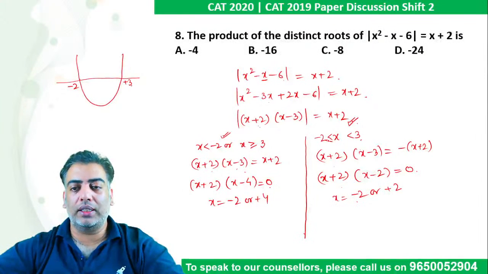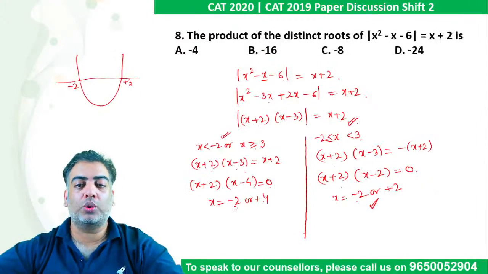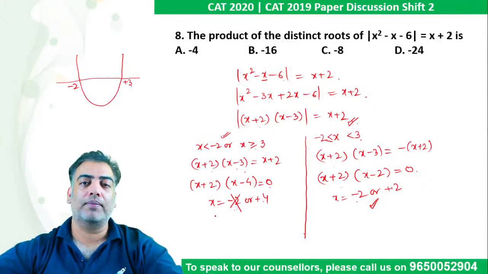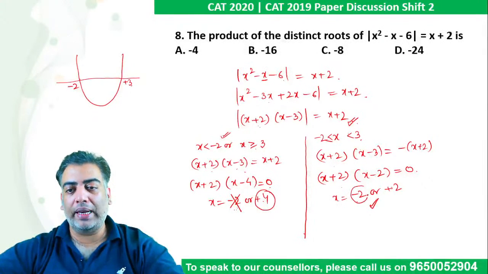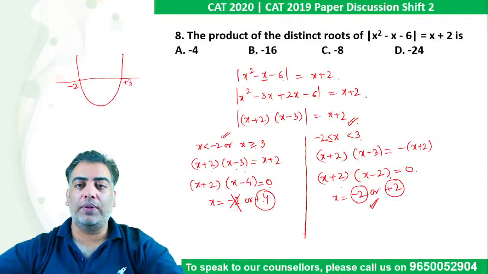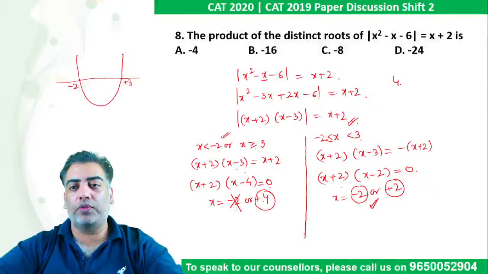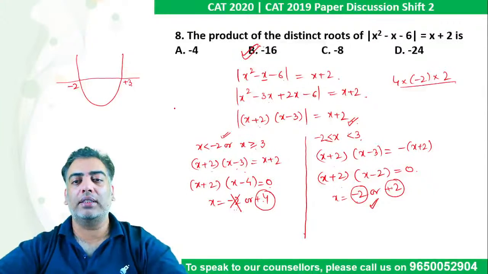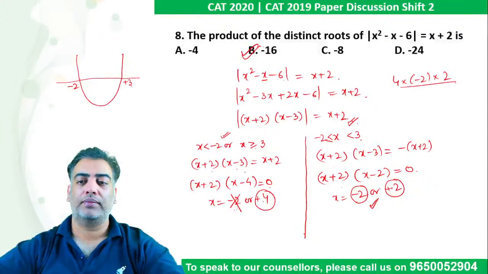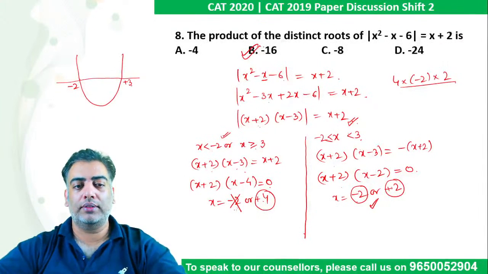So minus 2 is included, plus 2 is included in the range. So both the values are to be counted. 4 is included in the range, but minus 2 is not included in this range. So minus 2 should be eliminated. So the distinct roots of the given equation are 4, minus 2 and 2. And we are required product of all these. So 4 into minus 2 into 2 comes out to be minus of 16. Hence the right answer option is B. So please check it out. I hope it is clear to each and every student.